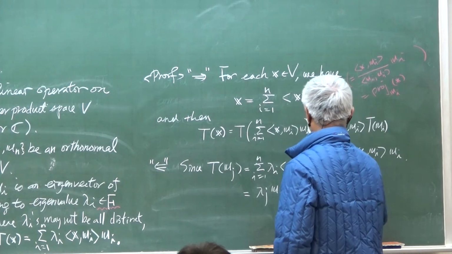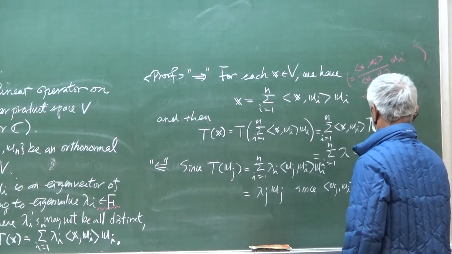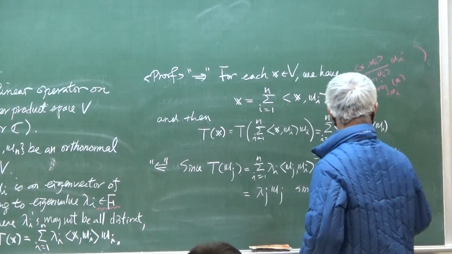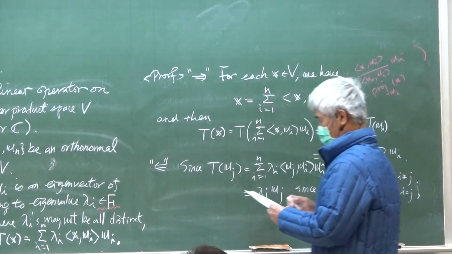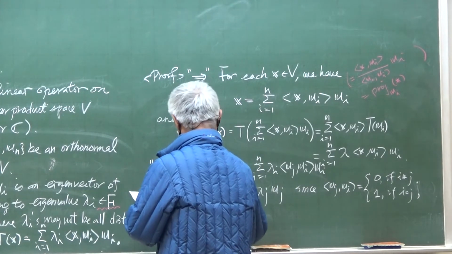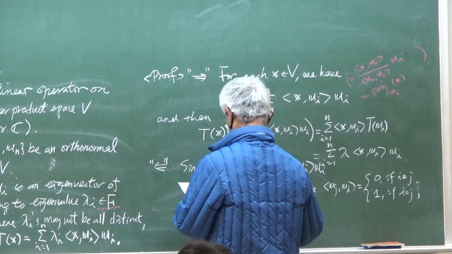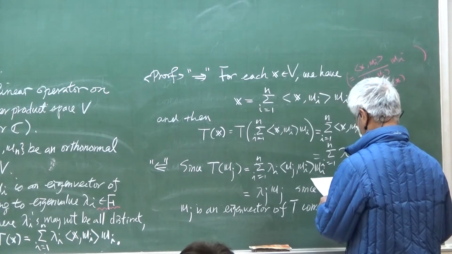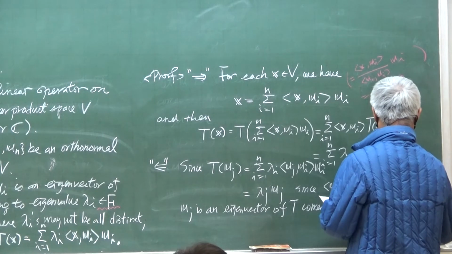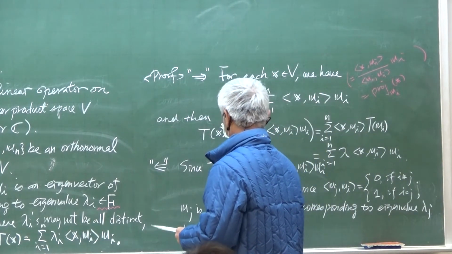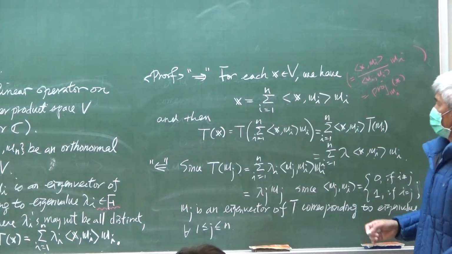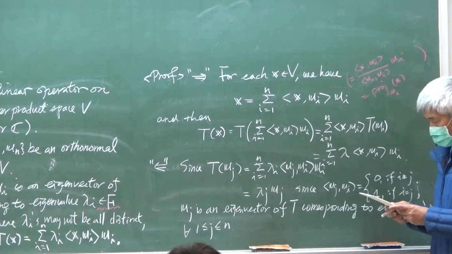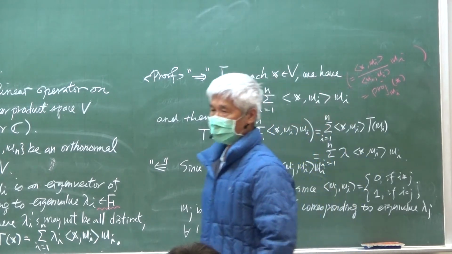Since... okay, so here u_j is an eigenvector of T corresponding to eigenvalue lambda_j for all j from 1 to n. Right. All right. So immediately we know that each u_j is an eigenvector, and so we have done. So this is a simple lemma.